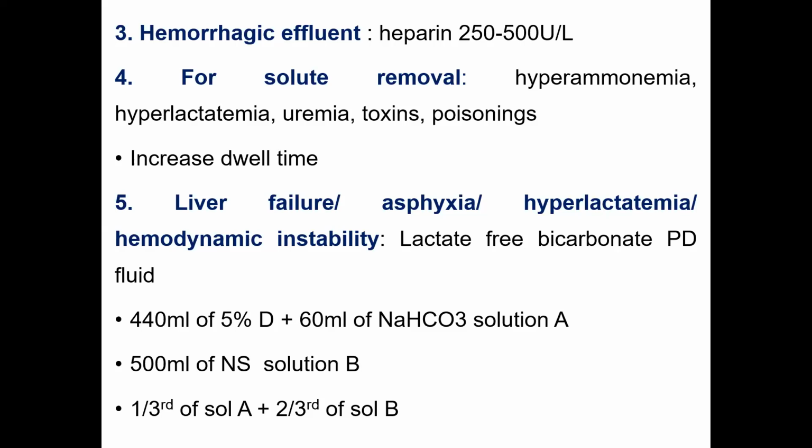In case of solute removal, as required in hyperammonemia, hyperlactatemia, uremia, toxins and poisoning, we can increase dwell time for more solute removal. If the neonate is having liver failure, asphyxia, hyperlactatemia or hemodynamic instability, then we have to use lactate-free bicarbonate PD fluid. This can be made as follows. We have to prepare solution A by mixing 440 ml of 5% dextrose with 60 ml of soda bicarb, and solution B is 500 ml of NS. The lactate-free bicarbonate PD fluid can be prepared by adding one-third of solution A along with two-thirds of solution B.